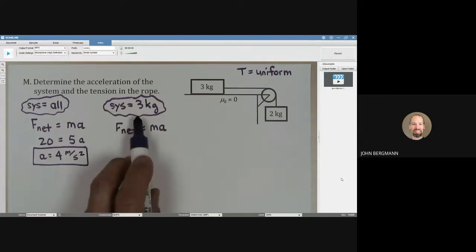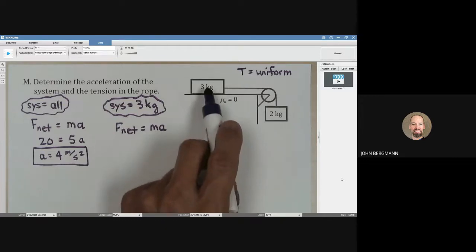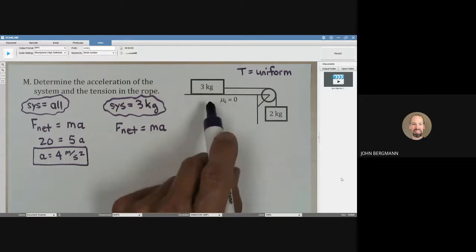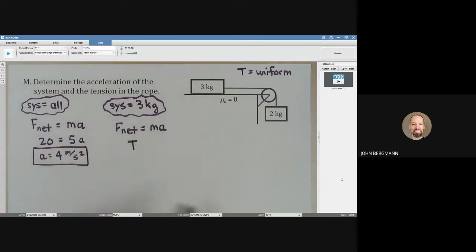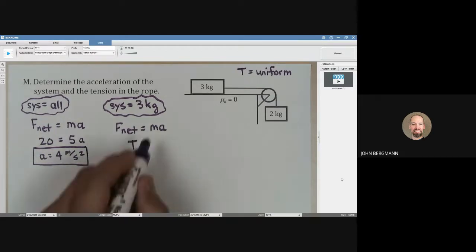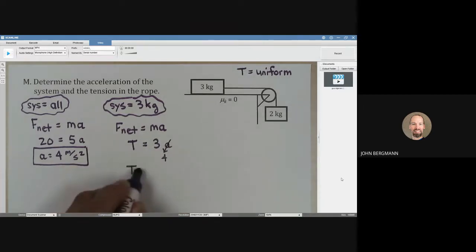What's the net force on this 3 kilogram mass? Well, the weight and the normal force cancel each other. There's no friction. So the net force is just the tension to the right. Well, that has to equal the mass of the object, which is 3, times the acceleration. Hey, the acceleration is 4. So the tension in the rope has to be 12 newtons, 3 times 4.